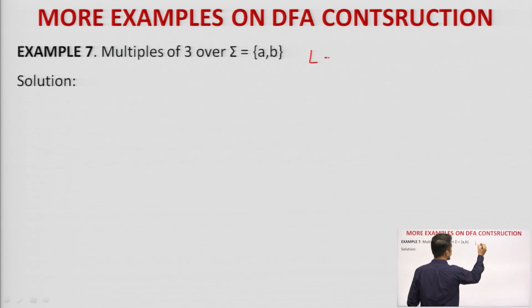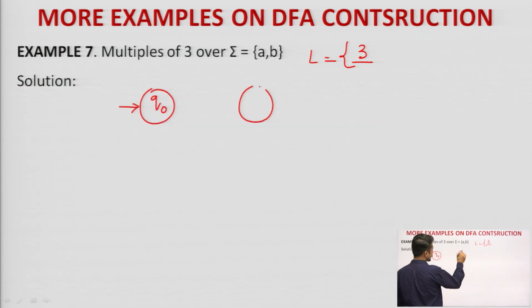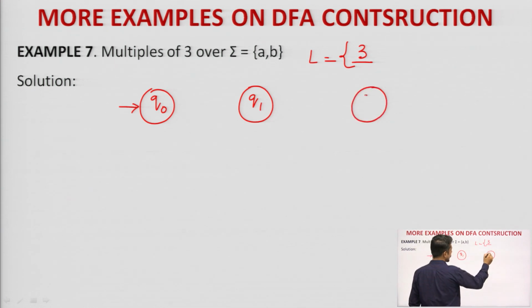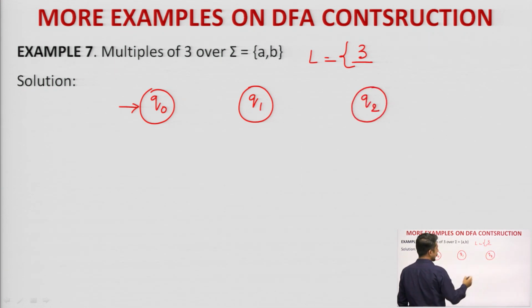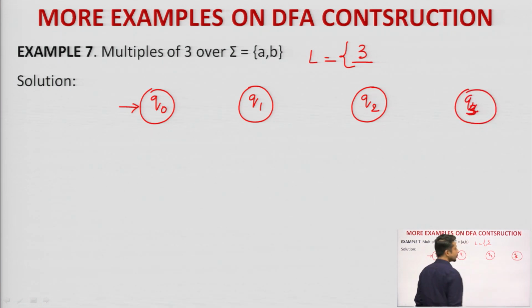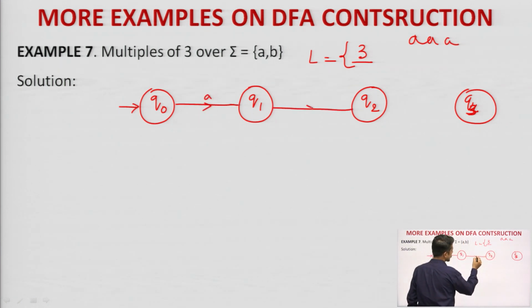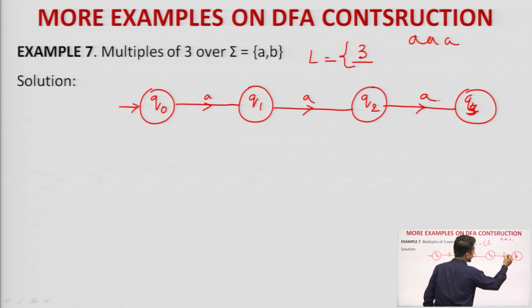Let me take first of all length equal to 3. This defines the multiples also. Okay. So, let the initial state be q naught, one more state, suppose q 1, one more state, suppose q 2, and let me take one more state as q 3. So, these are the 4 states I have taken. The first string will be 3 times A. So, 1 transition for A, 1 transition for A, 1 transition for A. Then I have to make this a final state.